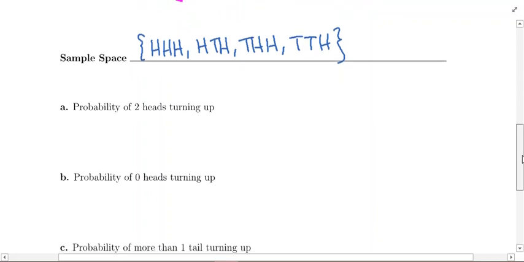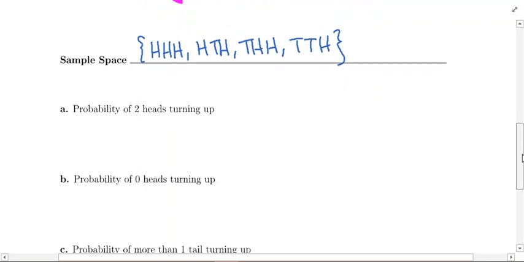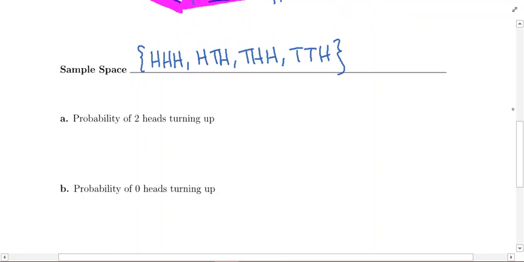We want to know what is the probability of two heads turning up. Well, first of all, remember, each of these scenarios was an equally likely outcome, so we can apply our basic probability principle here. So we are going to form our fraction. In the bottom, we're going to write down the total number of possible outcomes. So if you count in our sample space, we have 1, 2, 3, 4 possible outcomes.